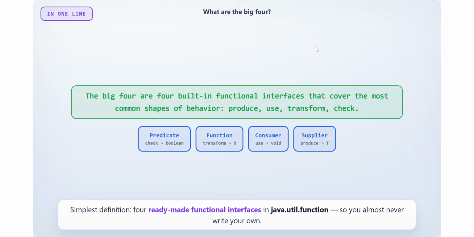In one line, the big four are four ready-made functional interfaces in java.util.function. Between them, they cover the most common shapes of behavior: produce, use, transform, and check. So you almost never have to write your own interface.